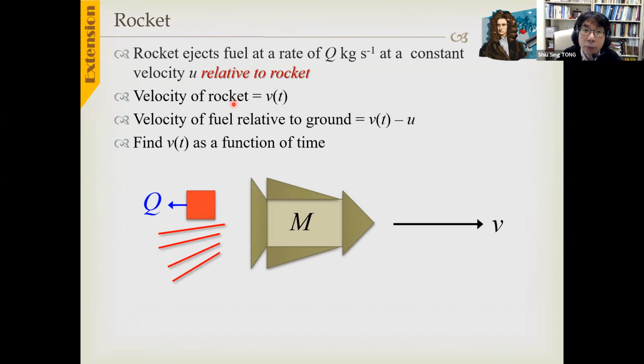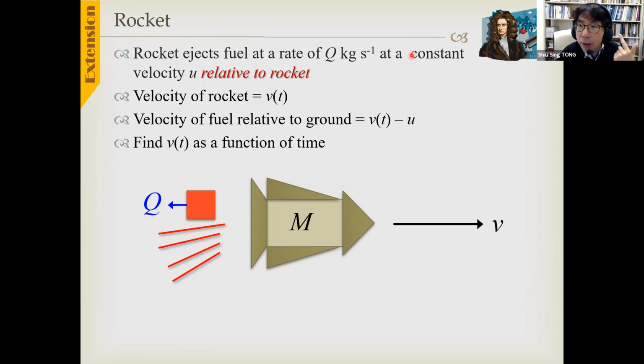Now we consider a rocket ejecting fuel at a rate of q kilograms per second, meaning that the fuel is ejected at a rate of q kg per second. Each second, q kilograms of fuel is ejected out. Okay, so that is the idea.